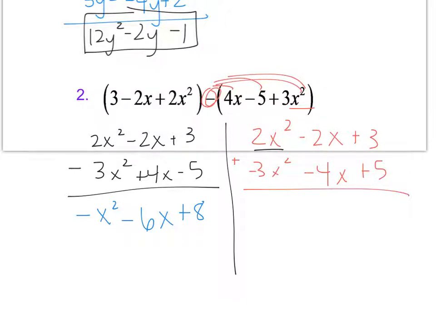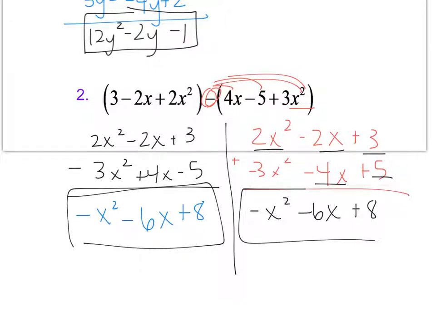So 2x squared plus a negative 3x squared is a negative x squared. Negative 2 plus a negative 4 is a negative 6. And 3 plus 5 is 8, so we did end up getting the same answer. So it just depends if you want to distribute that negative or if you'll remember to actually subtract every time like we did in that first example there.